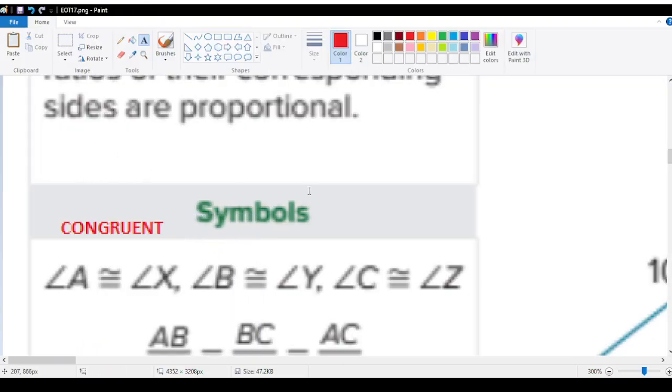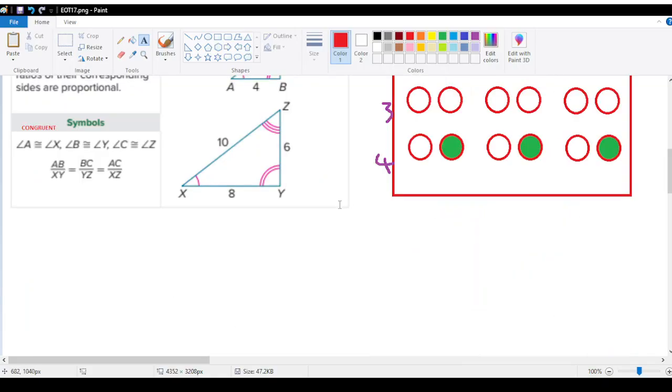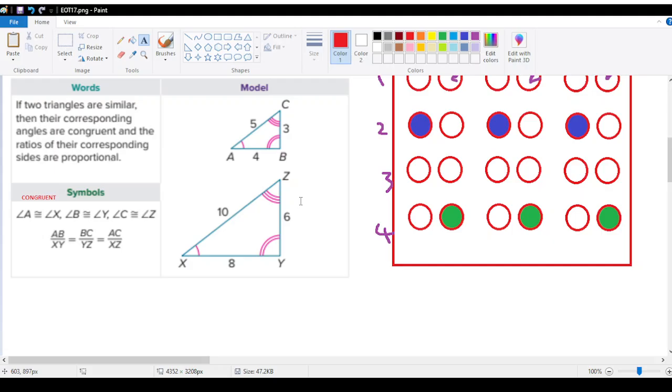Okay? Try to read it one more time. Angle A is congruent to angle X, and angle B is congruent to angle Y, and angle C is congruent to angle Z. Okay, so those are the corresponding congruent parts of the two similar triangles.